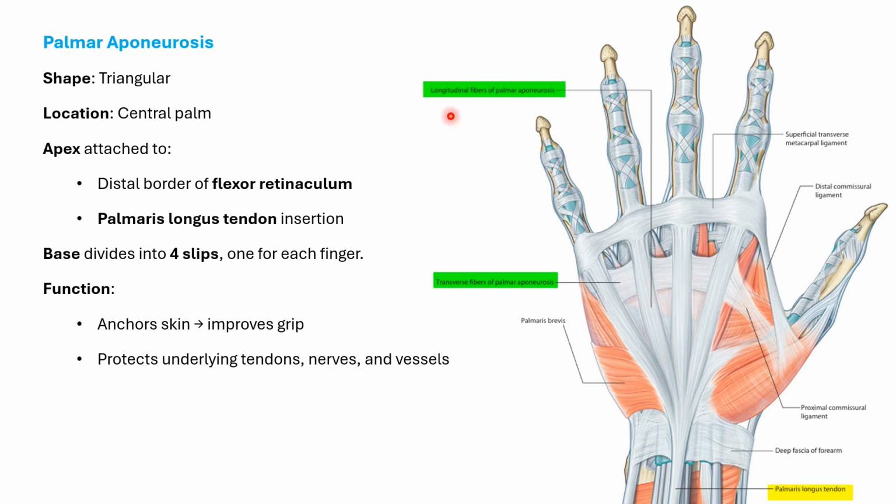Actually it has two types of fibers, longitudinal fibers and transverse fibers. And its functions are to anchor the skin, improve grip, and protect the underlying tendons, nerves and vessels.